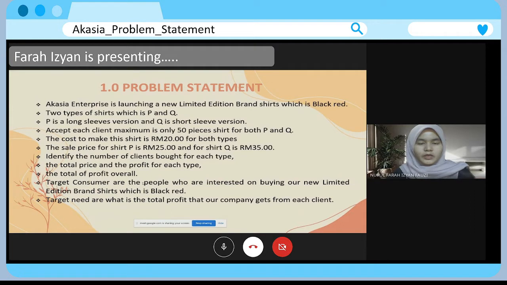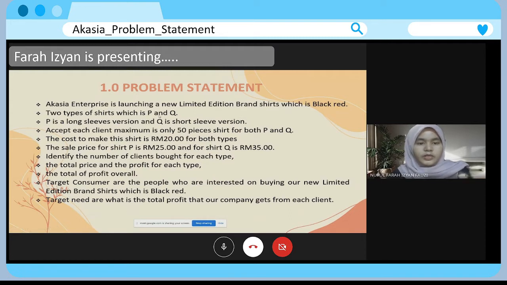S58885. Okay, so today I want to present about the problem statement. Okay, first, our company, which is AKMAL Enterprise, is launching a new limited edition brand shirts, which is black red. There are two types of shirts, which is P and Q. P is the long sleeve version and Q is short sleeve version.